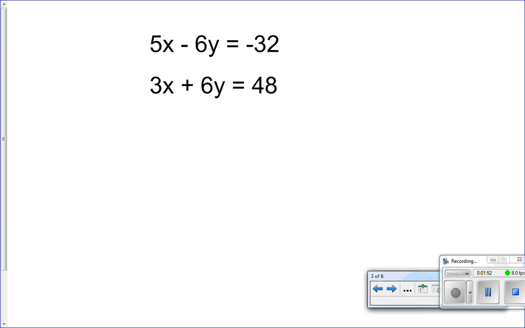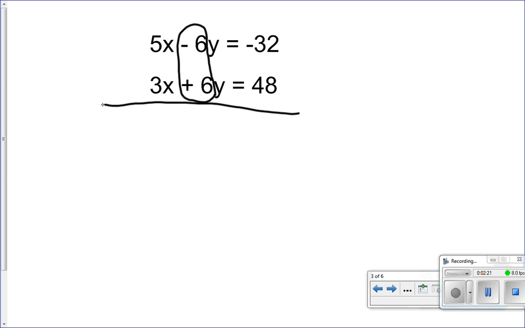So I have 5x minus 6y equals negative 32 and 3x plus 6y equals 48. In order for you to eliminate a variable using the elimination method, when you combine the two equations, two of the coefficients of one of the variables have to cancel out. So if I look right here, I have negative 6y and positive 6y.